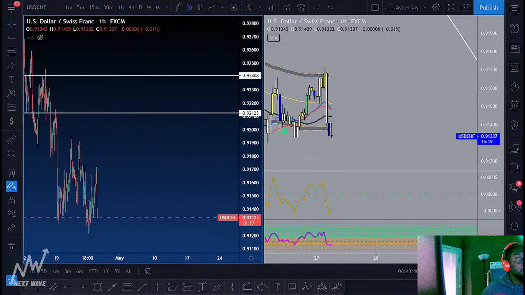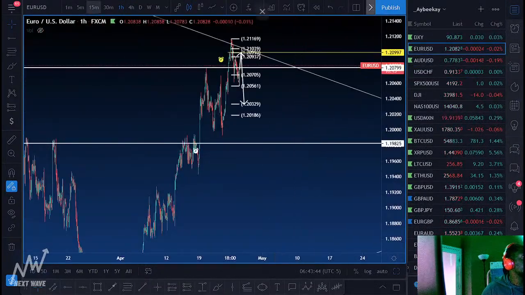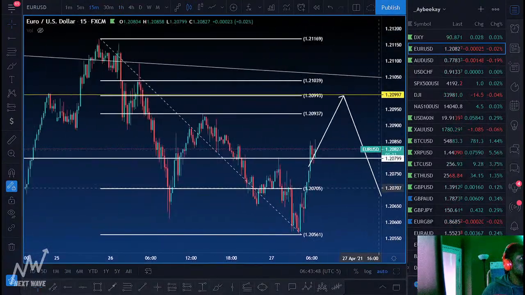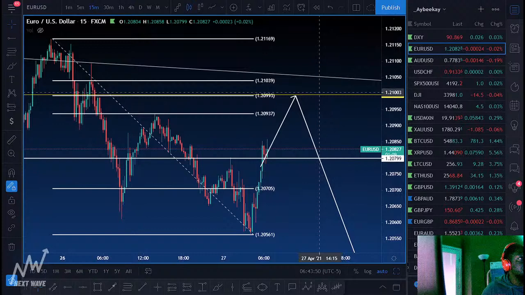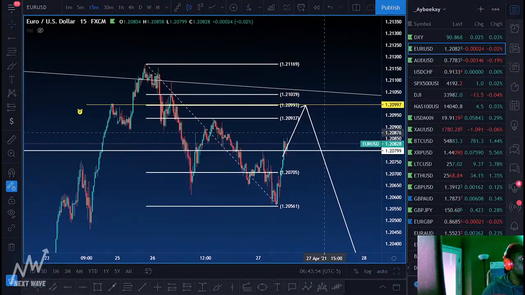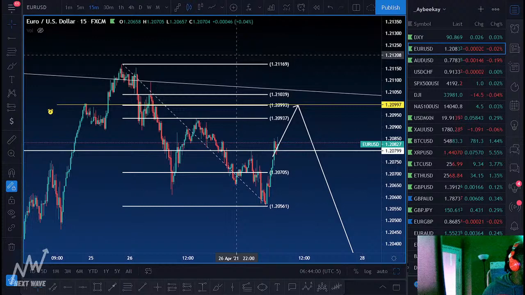EURUSD, my view. Let me show you real quick. This morning, what I would like to see is for EURUSD to hit 1.20997. That would be like the best possible entry that you can get for a sell, and then my stop loss would be at like 1.21200.